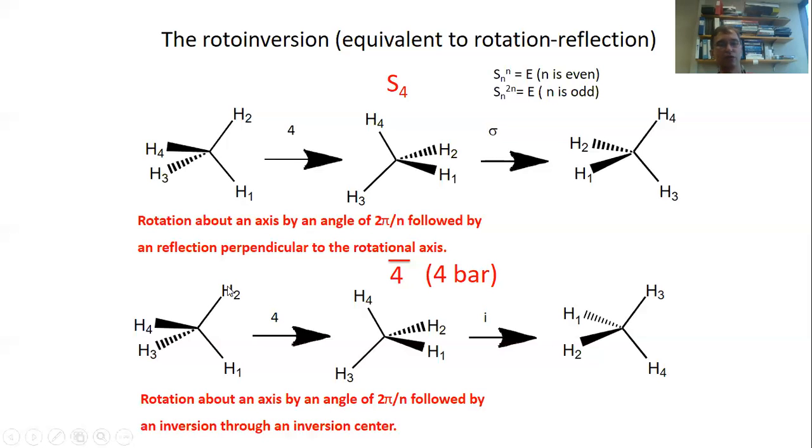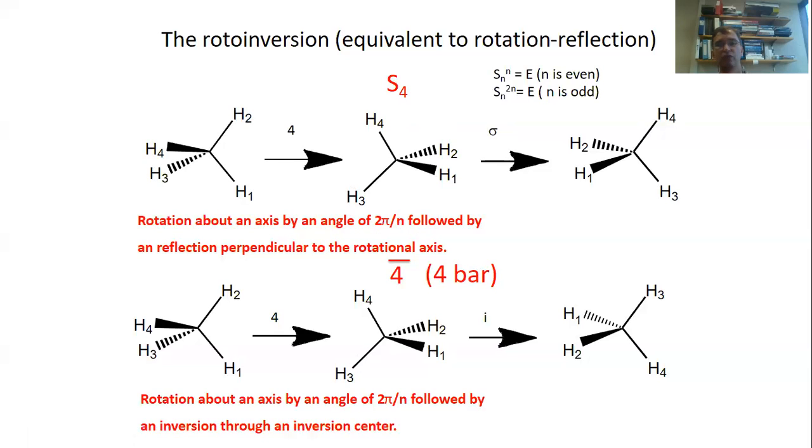So let us do the first step. The rotation is identical to the rotation in the rotation reflection. And that means that as we start out with this methane molecule here and carry out the 90 degree rotation, we produce again this molecule, which is identical to the molecule which we previously produced using the rotation reflection. However, now in the next step, we have to invert.